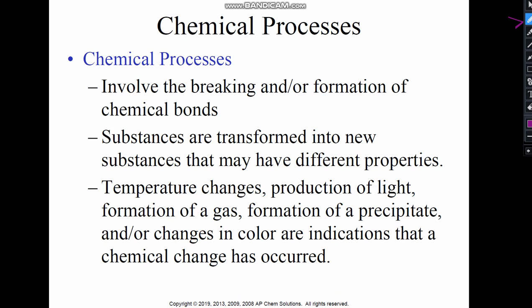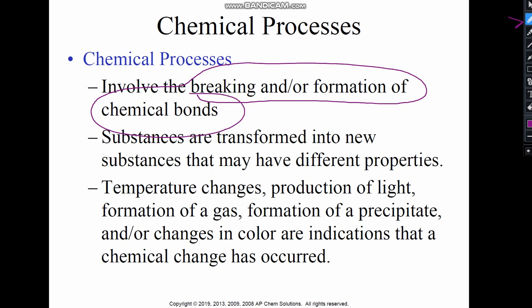Okay, so where it gets really interesting, in my opinion anyway, is when we talk about chemical processes. This is where we have the breaking and the forming of chemical bonds. Substances are actually transformed into new substances, and they often have different properties. I want you to take a minute, especially write down some of the indications that a chemical change has occurred. You might want to go ahead and put those in your notes. I will not be reading those to you, but I do want you to put those in your notes.